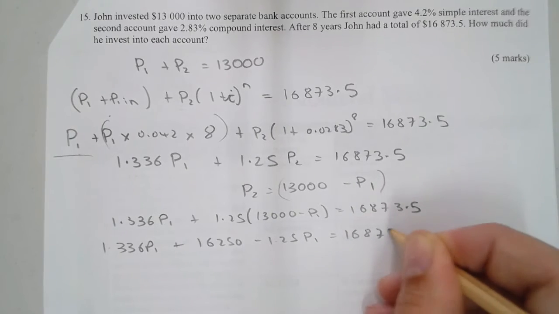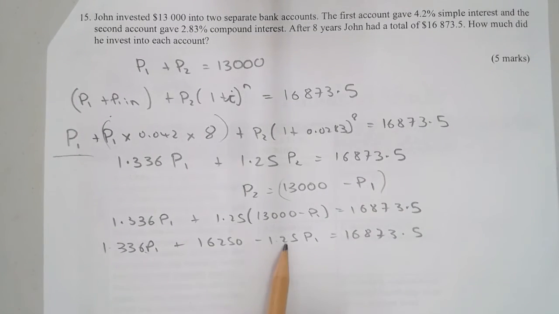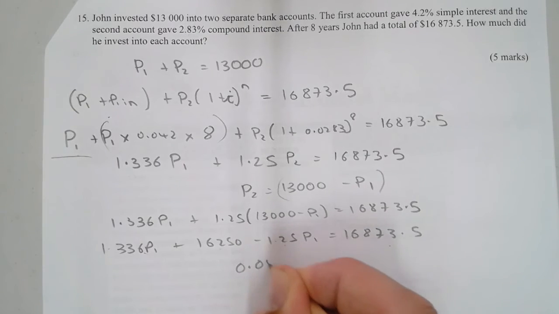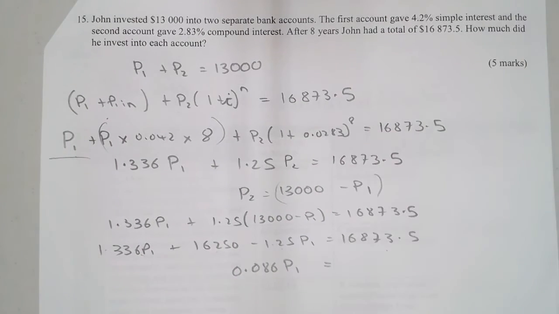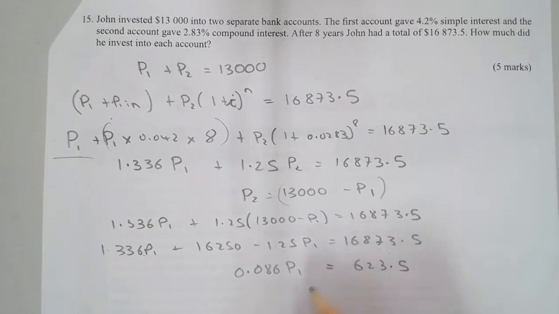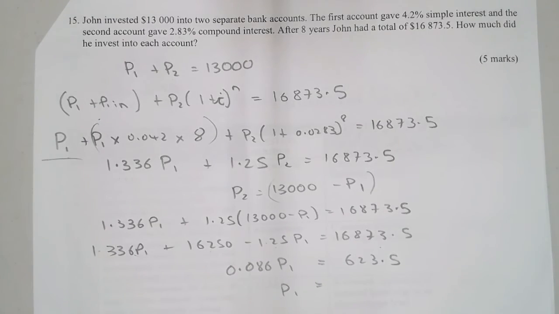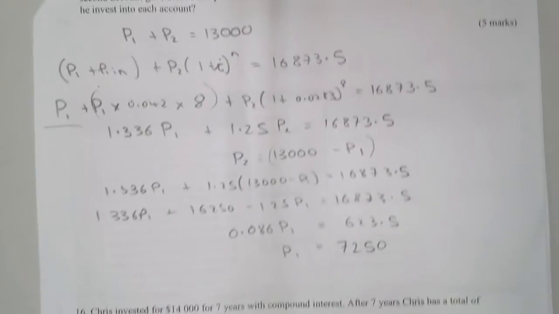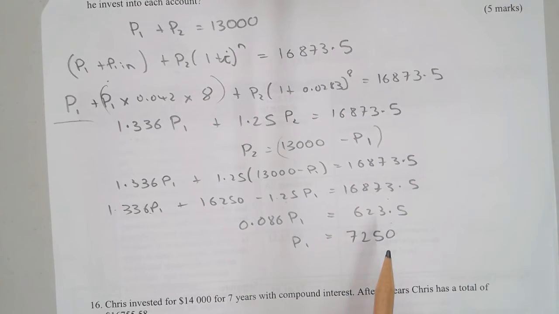Now we've got a linear equation to solve. So I'm going to simplify these two and move that to the other side. So 1.336 minus 1.25 is 0.086 P1 must equal 16873.5 minus the 16250, 623.5. Now I'm dividing it to get my answer. So 623.5 divided by 0.086, and we've got the principal from account 1. So that's how much we put into account 1, $7,250.